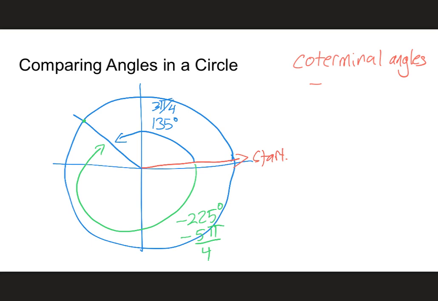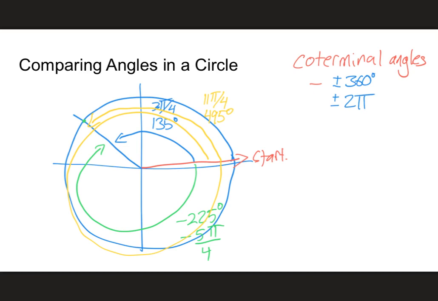Another coterminal angle at the same place could be going around a whole time and then coming back to that same place. That would be 135 plus 360, which would be 495 degrees. I could also say that was 2 pi plus 3 pi over 4, which would be 11 pi over 4. So a good way to think about coterminal angles is that we're starting at something, and we're adding or subtracting 360 degrees to get to that same place. Or we're adding or subtracting 2 pi, if we're in radians, to get to that same place.